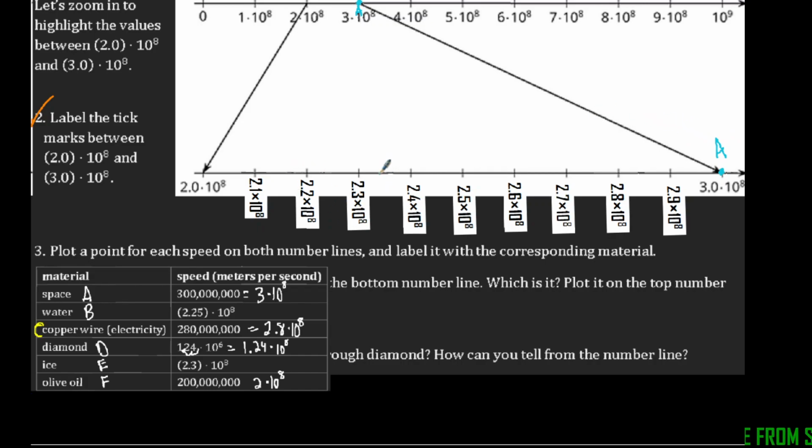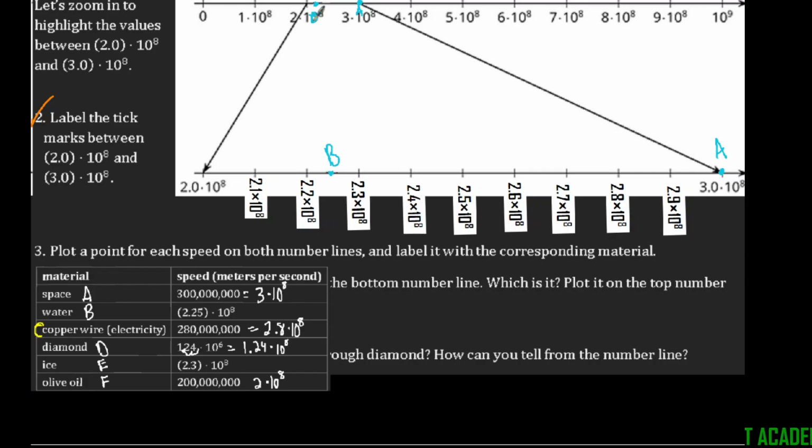Then we can say for B, that's going to be 2.25, so just slightly to the right of that 2.2, or actually it's going to be halfway in between since it's 2.25. So we'll say it's going to be B. Label that about right there.